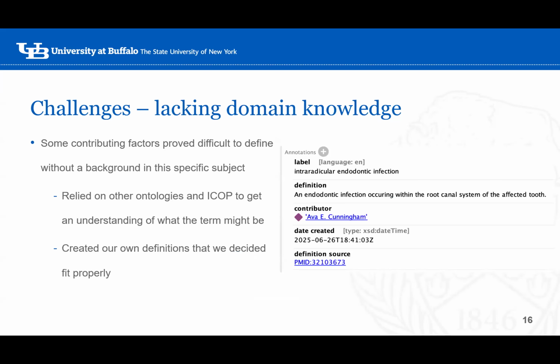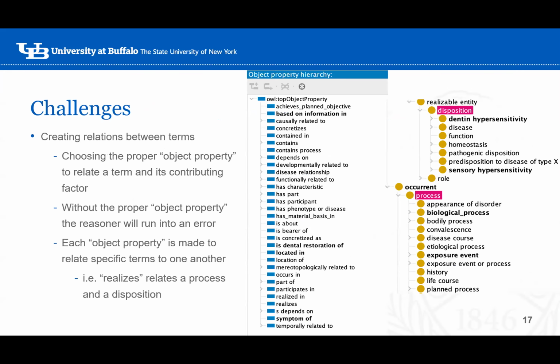Another small challenge we encountered is lacking a bit of domain knowledge. So when it came to creating those contributing factors that came from ICOP, we might not have held the most amount of knowledge about the gingival tissue or periodontal abscesses, for instance.